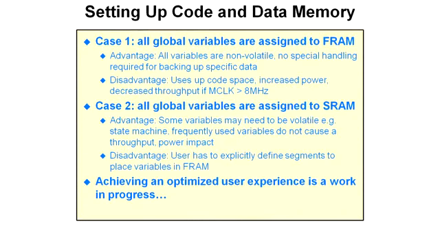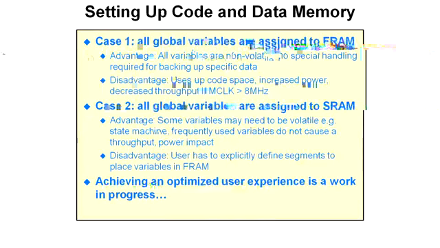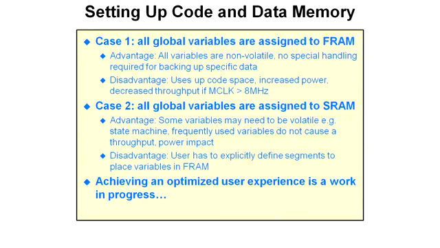Current MSP430 FRAM devices have the FRAM with the cache in them, and they also have a certain amount of RAM inside. So you can determine where you put things, completely in FRAM or completely in SRAM, as a case study here. In the first case, all your global variables might be assigned to FRAM. The advantage, of course, is all your variables are non-volatile. There's no special handling required for backing up specific data. The disadvantage is, of course, that it starts to use up code space. It can increase your power and decrease your throughput if you have the CPU running at greater than 8 megahertz.